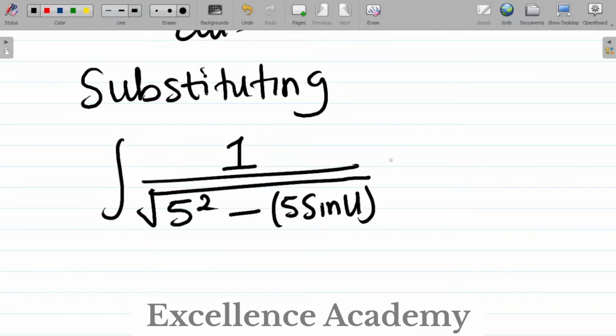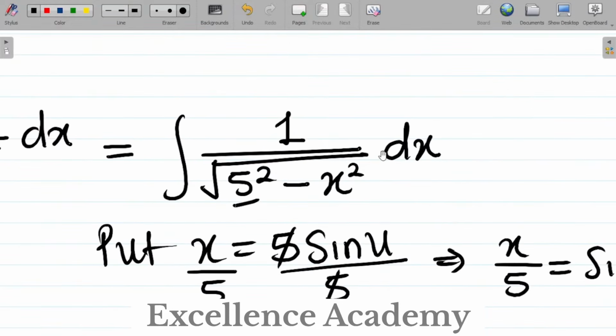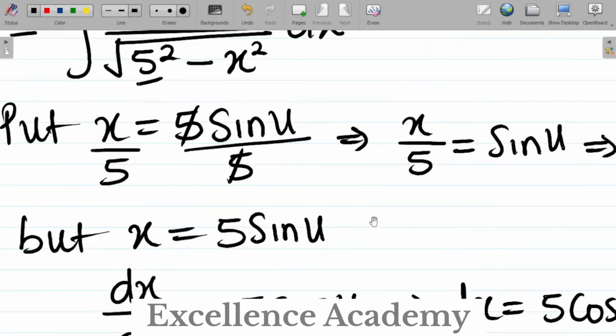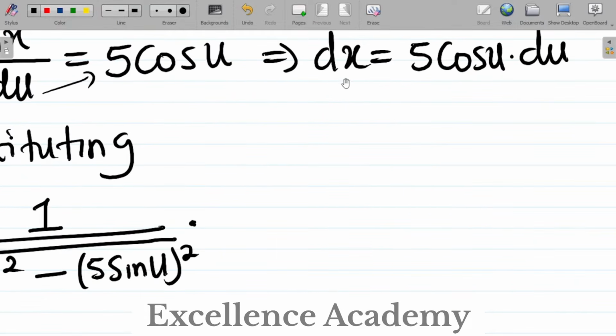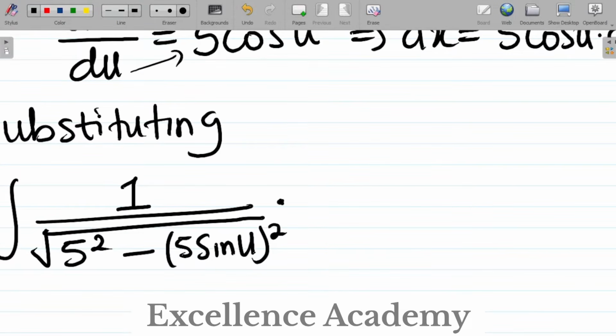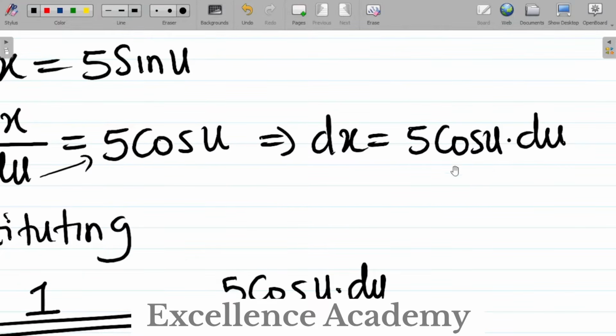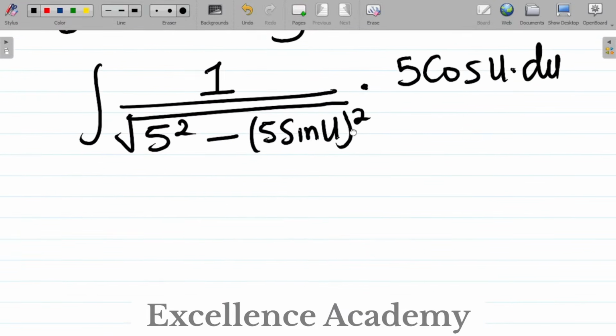Of course, this is x, all squared, so I'm squaring this whole term, times dx. What's the value of dx there? Since x is equal to 5 sine u, dx is 5 cos u du. That's the value of dx, as you can see here, 5 cos u du.